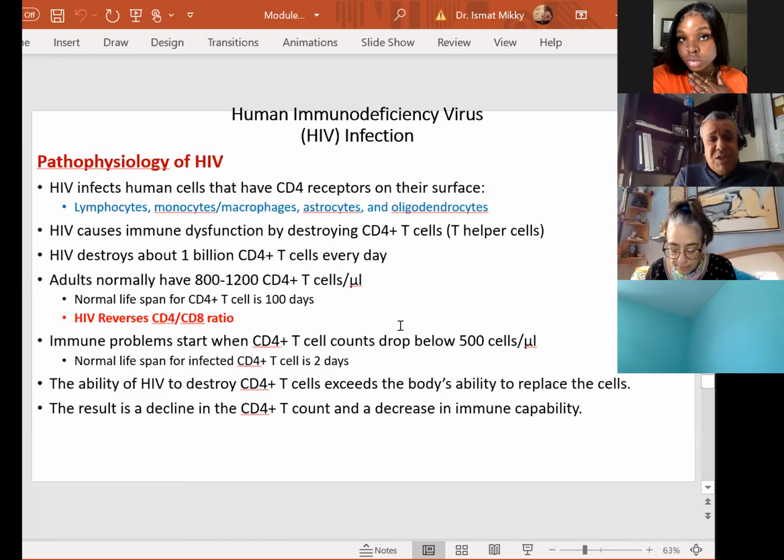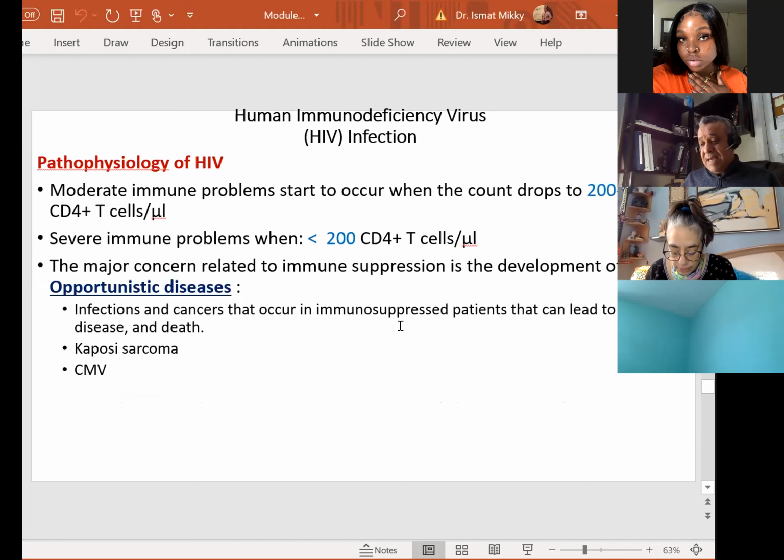All right. So the pathophysiology, as we know, is that the virus attacks and targets the CD4 cells, the T lymphocytes or T helper cells. The magic number here is that once the CD4 count is less than 200, the patient is considered as having severe immune deficiency, and then the patient will be prone to develop opportunistic infections.